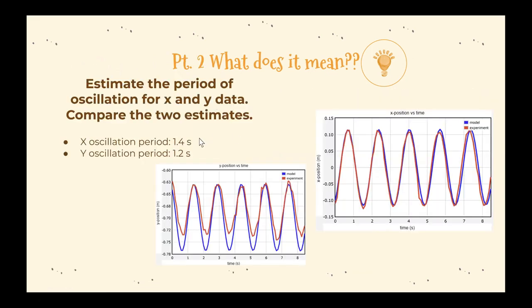And estimating the X oscillation period, I took it from the top of the beginning of one oscillation period to the end of it, which I estimate about 1.4 seconds. And for Y, I estimate about 1.2 seconds. When comparing these two, they're very similar. It's possible that they could be the same, and it might just be because of my error in the Y position, or my estimation is off.